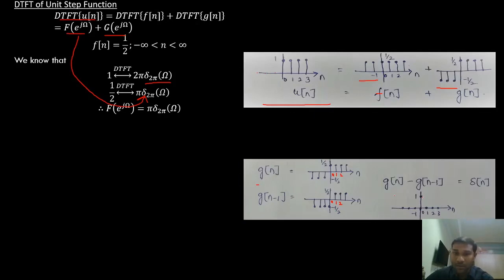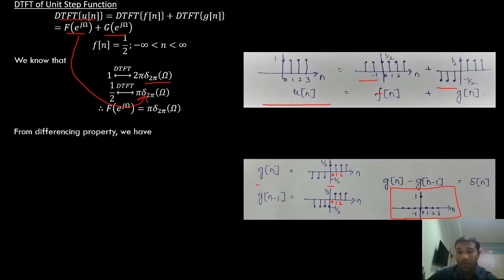So it looks like an impulse, right? At 0 I have half here and negative half here. So 1 by 2 minus minus 1 by 2. That is nothing but 1. For every other value of n, if I subtract g of n minus g of n minus 1, I'll get 0. So this is nothing but my impulse function delta of n. If I subtract g of n minus g of n minus 1, I'll have impulse function delta of n.